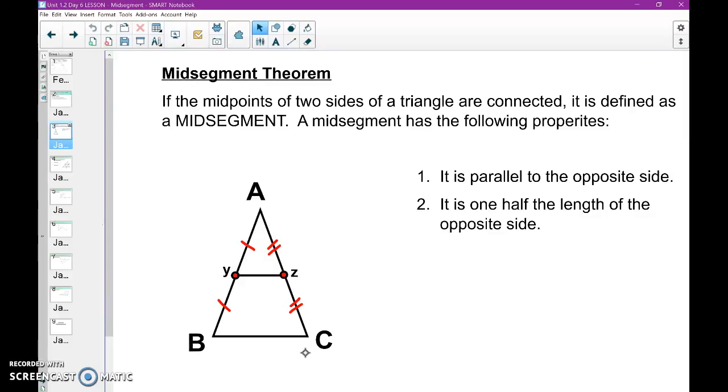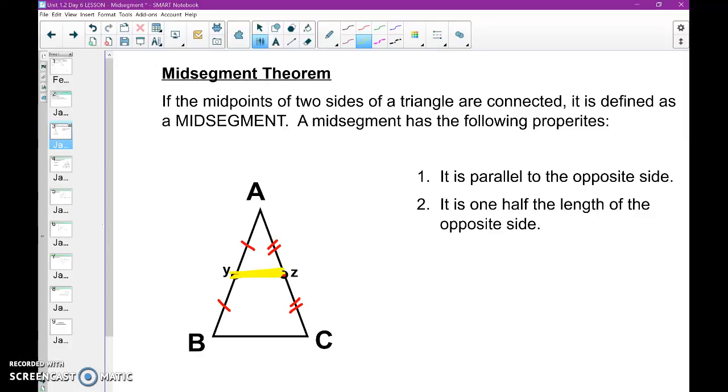There's a couple properties with mid-segment that we wanted to talk about. First of all, let's figure out which one the mid-segment is. Mid means middle, and segment is just a line, basically. So it's the middle segment of a triangle. Actually it's this one right here, YZ. That's the mid-segment of this triangle.